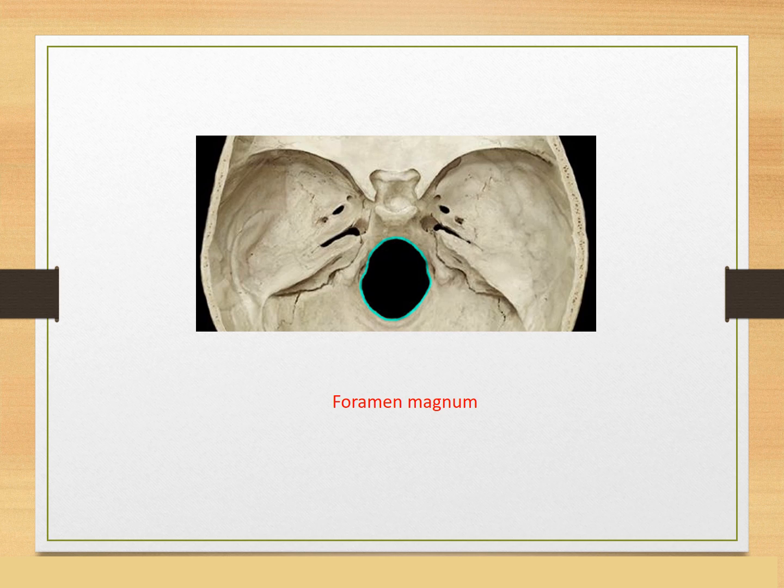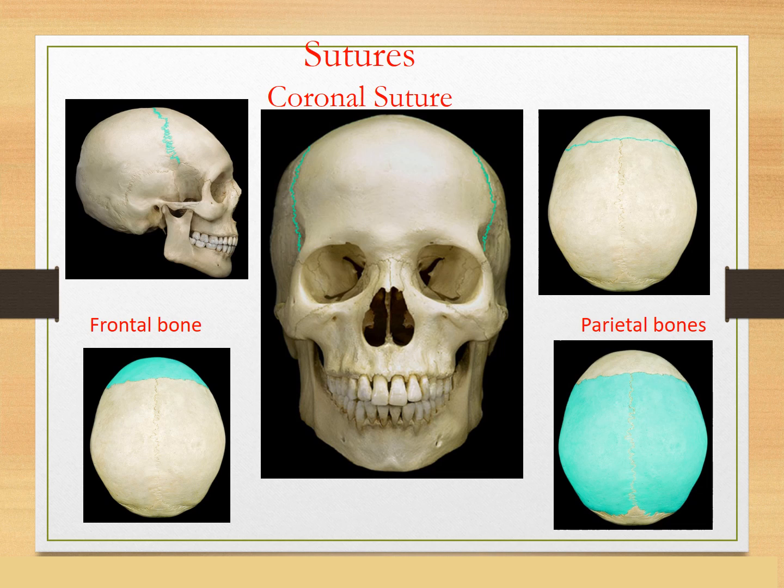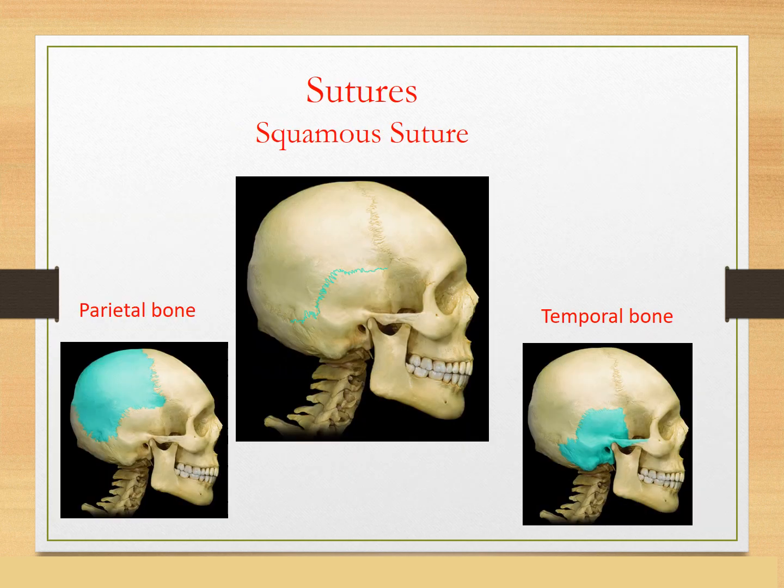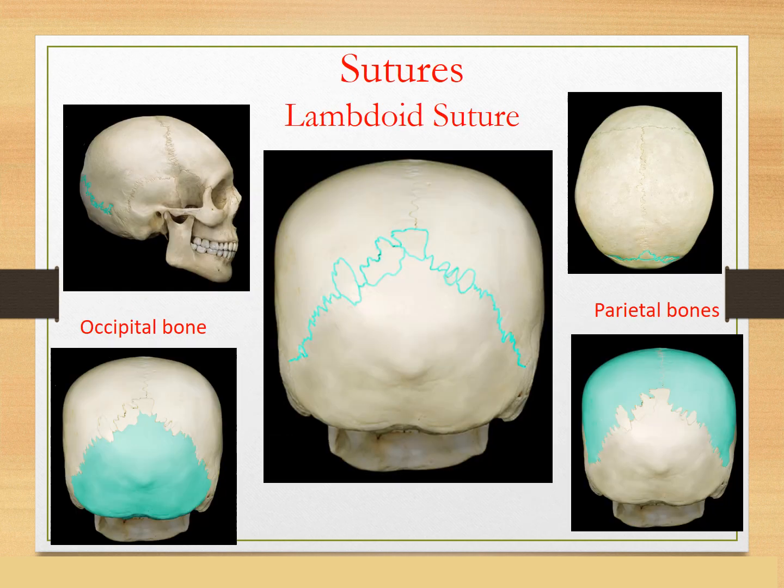Right. The foramen magnum is the opening where the spinal cord exits the skull. Let's review the sutures of the skull. The coronal suture is where the frontal bone articulates with the two parietal bones. The sagittal suture is the articulation of the two parietal bones. The squamous suture is where the temporal bone articulates with the parietal bone. And the lambdoid suture is where the occipital bone articulates with the two parietal bones.